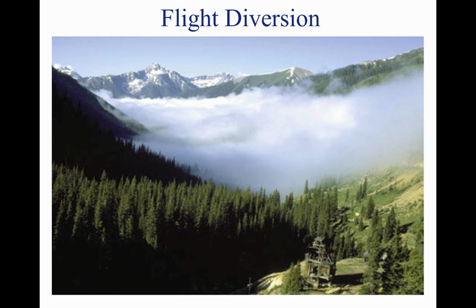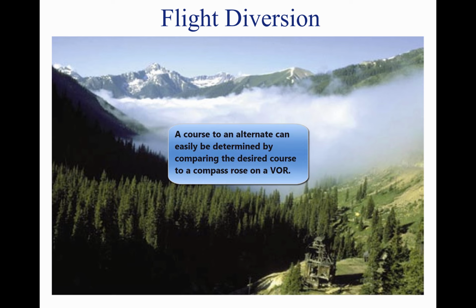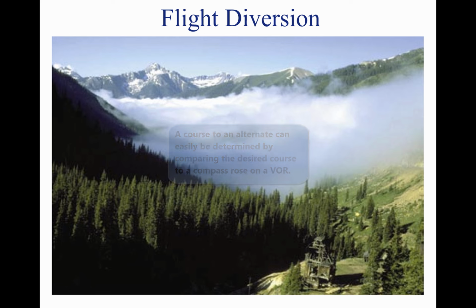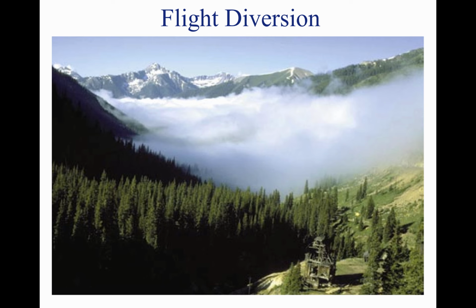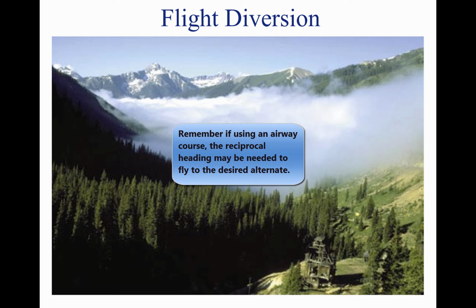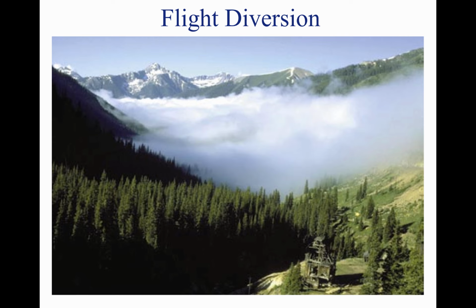A course to an alternate can be measured accurately with a protractor or plotter, but can also be measured with reasonable accuracy using a straight edge and the compass rose depicted around VOR stations. This approximation can be made on the basis of a radial from a nearby VOR or an airway that closely parallels the course to your alternate. However, remember that the magnetic heading associated with a VOR radial or printed airway is outbound from the station. To find the course to the station, it may be necessary to determine the reciprocal of that heading.